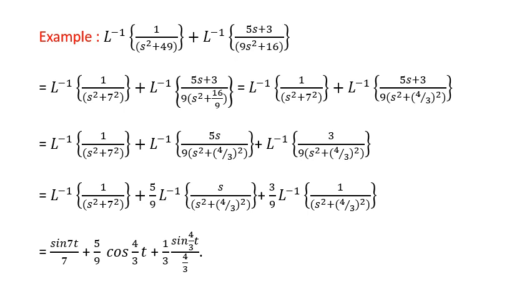Now take the inverse. Now the first part is sine kt by k, that is sine 7t by 7, plus 5 by 9 cos 4 by 3 t, plus 3 by 9 becomes 1 by 3, and that part is sine 4 by 3 t by 4 by 3.